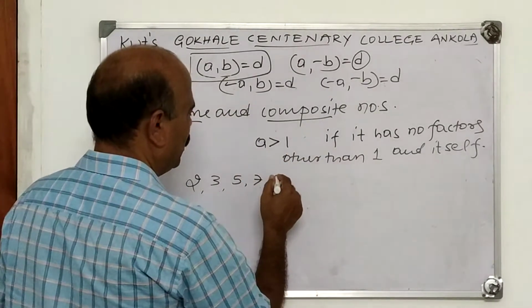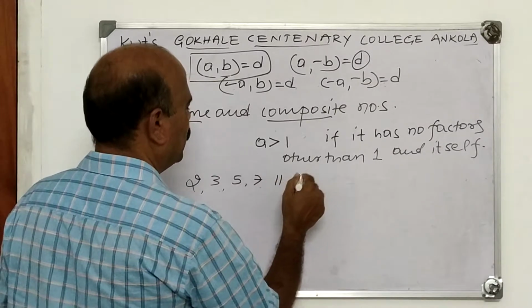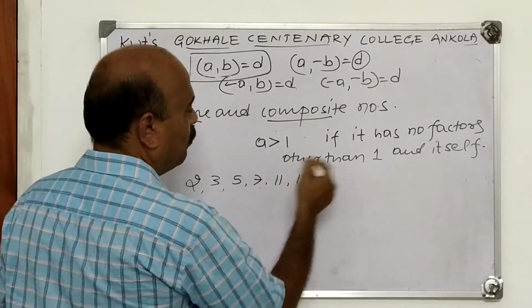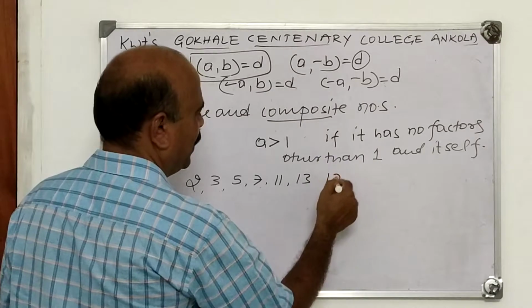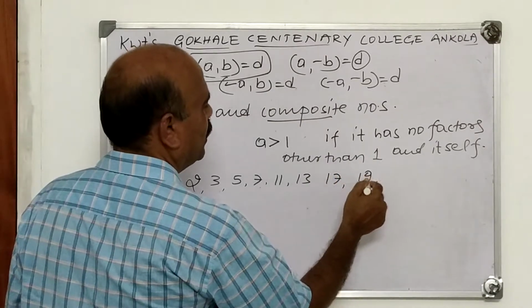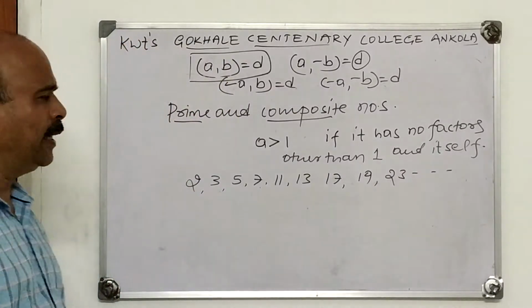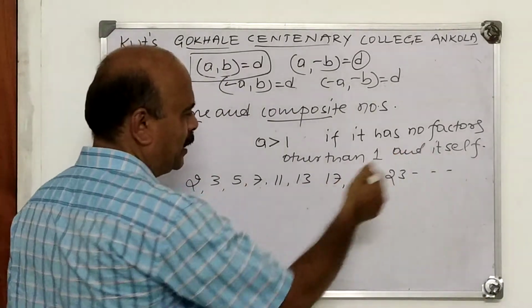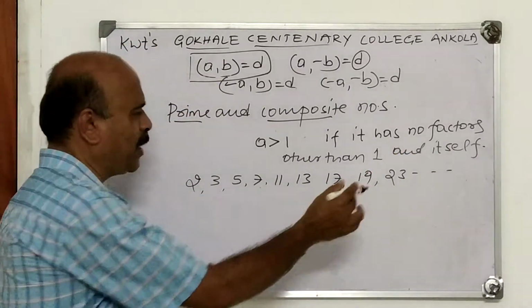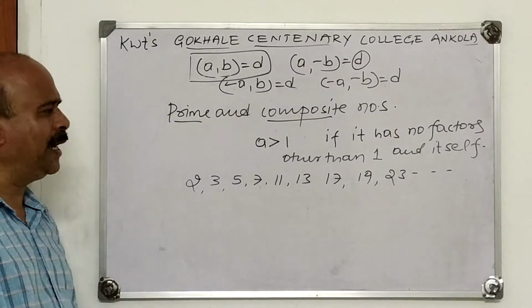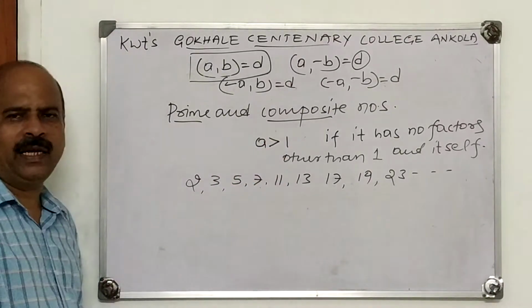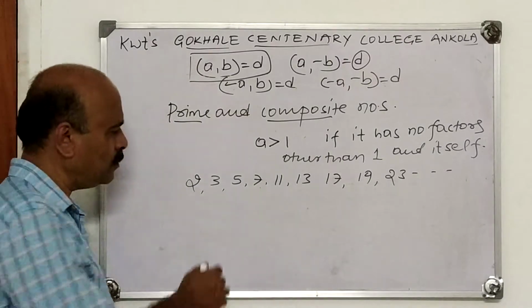After 7, the prime number is 11. 13 is also a prime number, but 15 is not a prime number. Next is 17, 19, 23 are prime numbers, and so on. And we prove a very important result later. The number of prime numbers is infinite. There are infinitely many prime numbers.